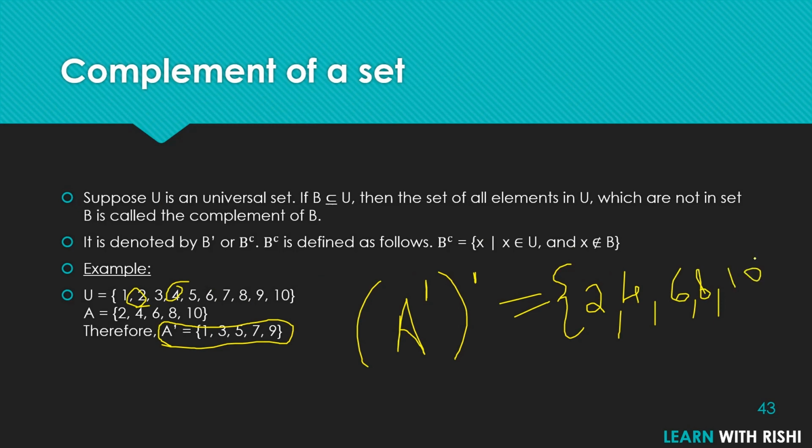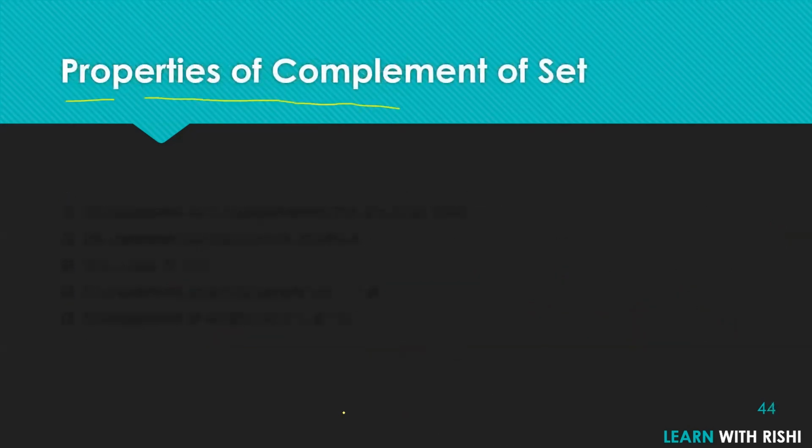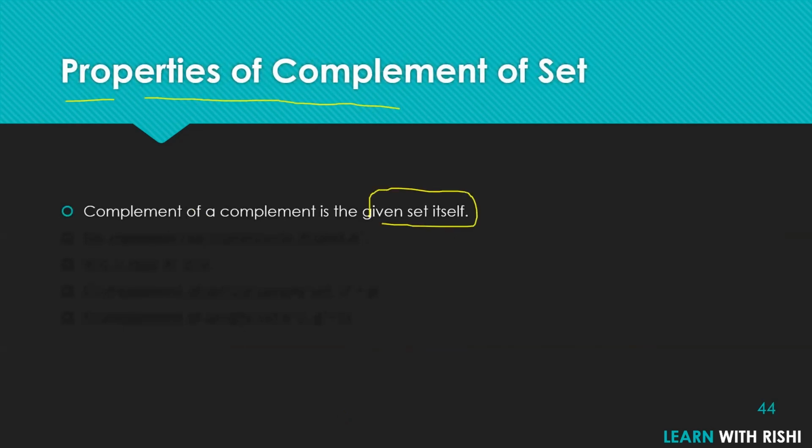Now if you observe, this particular set is equal to set A. So we can say that set A is nothing but the complement of the complement. So if we take the complement of a particular set and we take the complement of that set again, we will get the original set. So the complement of a complement gives the set itself. We'll get the original set again.